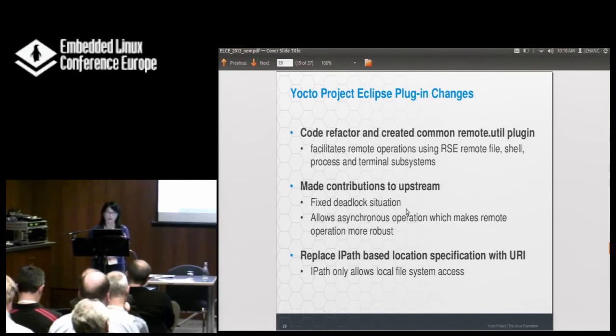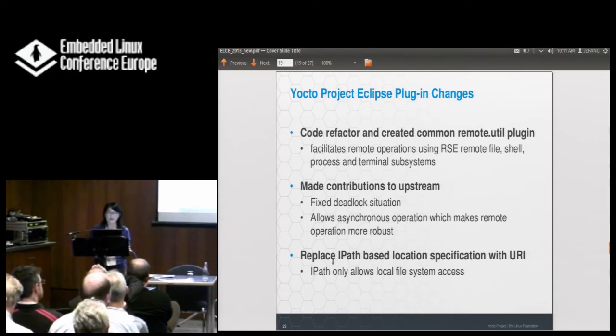Also, as we played with things, we found upstream bugs, so we made contributions. We fixed a couple of deadlock situations and improved the RSE code. When we started building on top of it, we found that in certain circumstances there's a deadlock, and the process and shell rely on synchronous calls, which really slows things down. So we changed that to asynchronous, providing the robustness that we want.